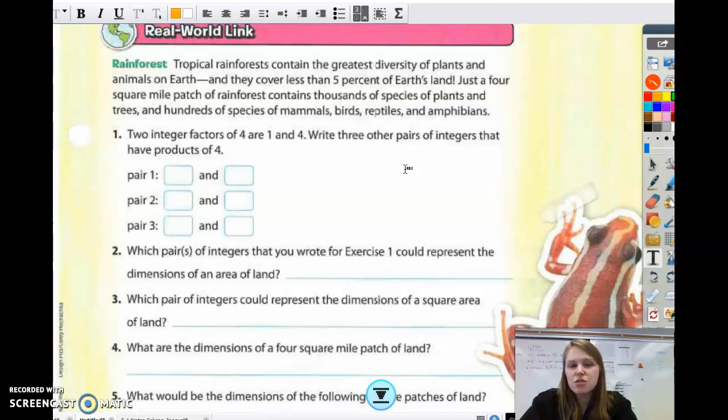So this says 2 integer factors. What that means is non-decimals, no fractions. So they're saying 2 integer factors of 4 are 1 and 4. Write 3 other pairs of integers that have products of 4. Alright, what can we put here?